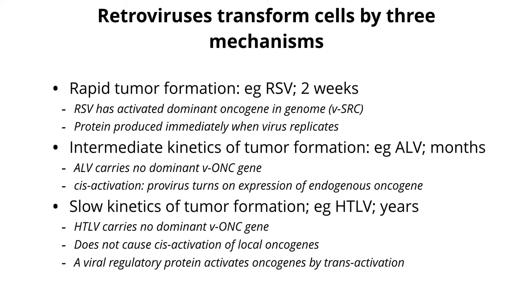And finally, you have retroviruses with slow kinetics of tumor formation like HTLV, human T-cell leukemia virus. It takes years to get the tumor. There's no oncogene in these viruses. It does not cause cis-activation. What happens here is a viral regulatory protein activates oncogenes in the chromosome by transactivation. All right, we're going to look at the mechanisms of this in detail in a moment. But again, three classes of RNA tumor viruses classified according to how quickly they transform cells and the mechanism of transformation. So here are the three of them.